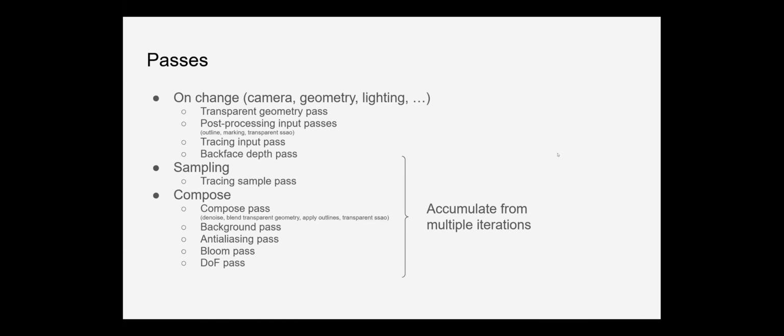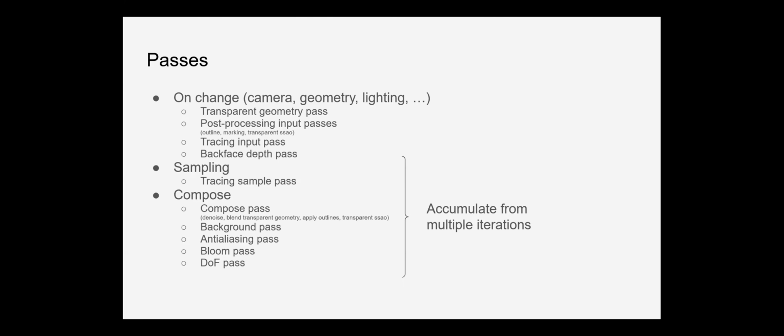The general idea was that we treat this SSGI mode as a sort of progressive enhancement, and try to reuse as many of the passes and as much of the code as we use for normal rendering. We also wanted to keep the overall look as similar as possible, so the user can just switch from one to the other. Whenever there's a change in camera or geometry or lighting, we do a few passes.